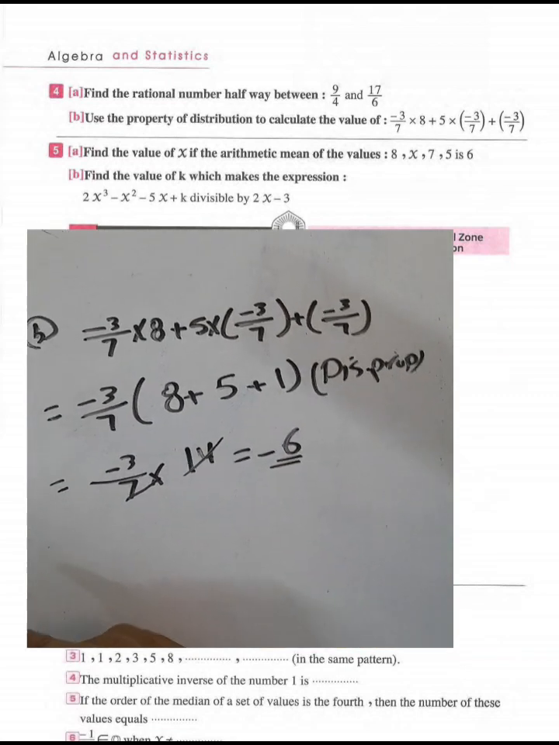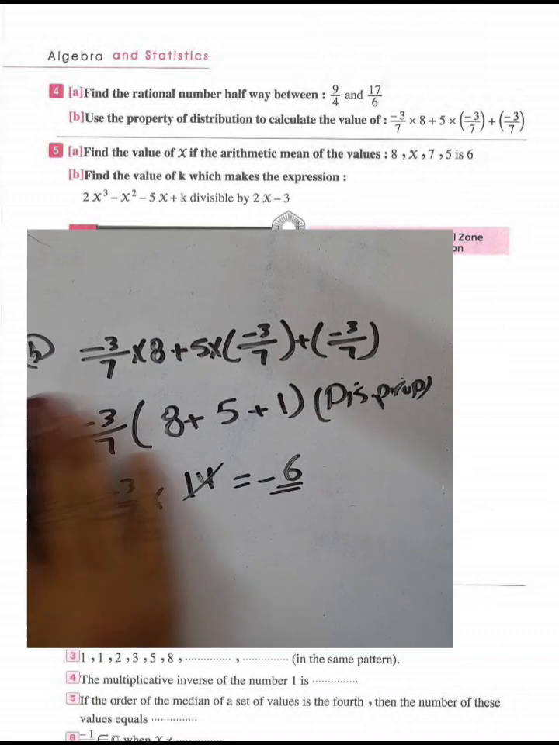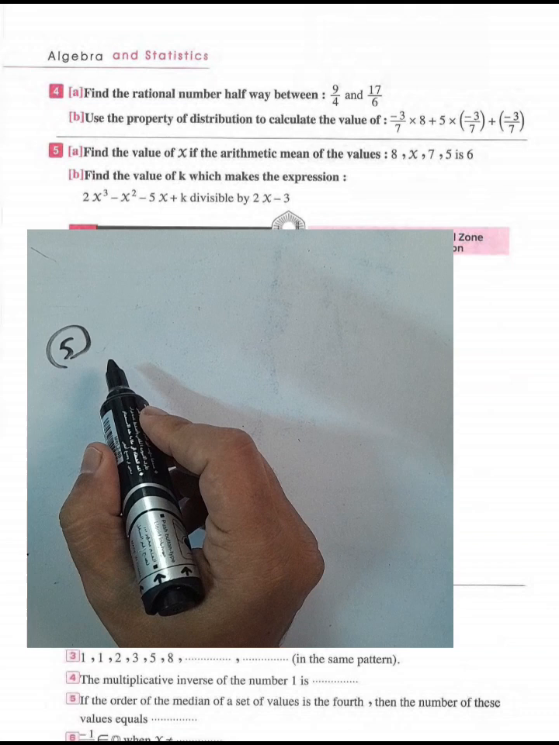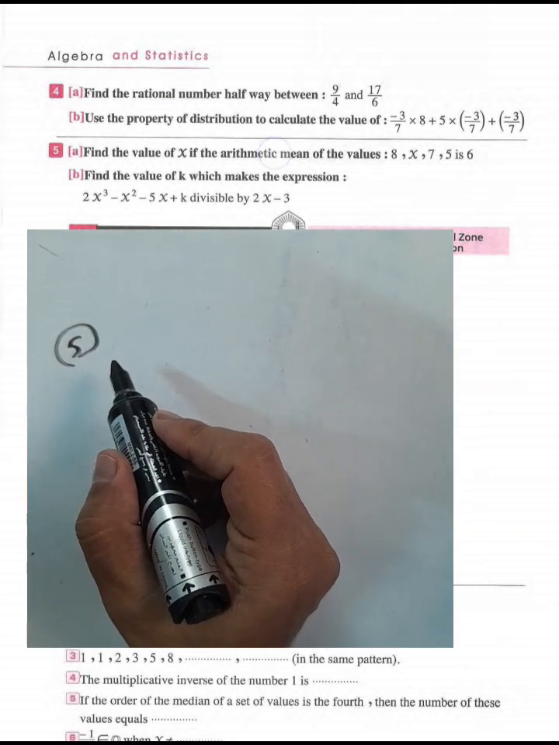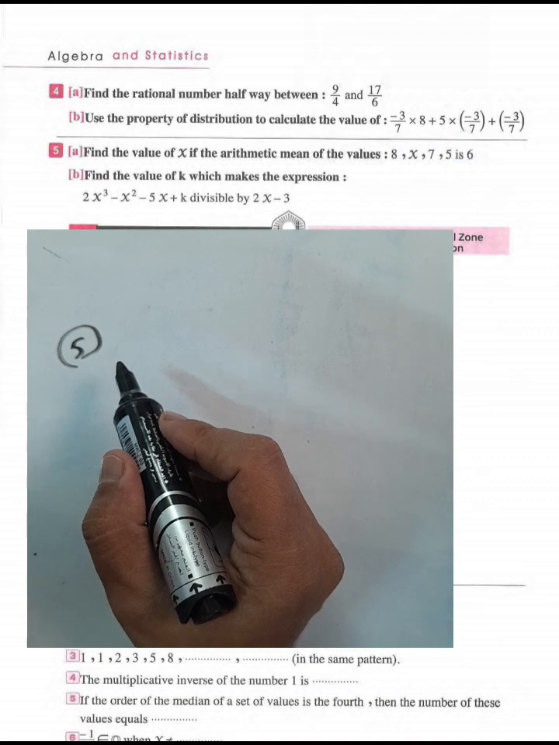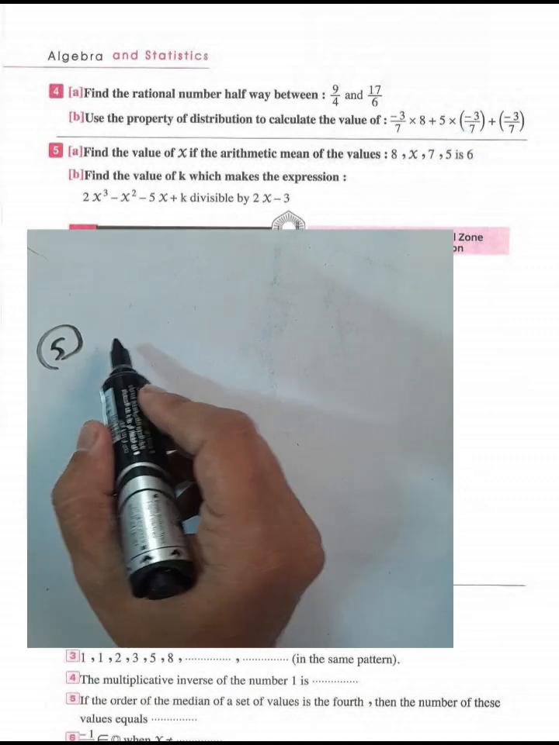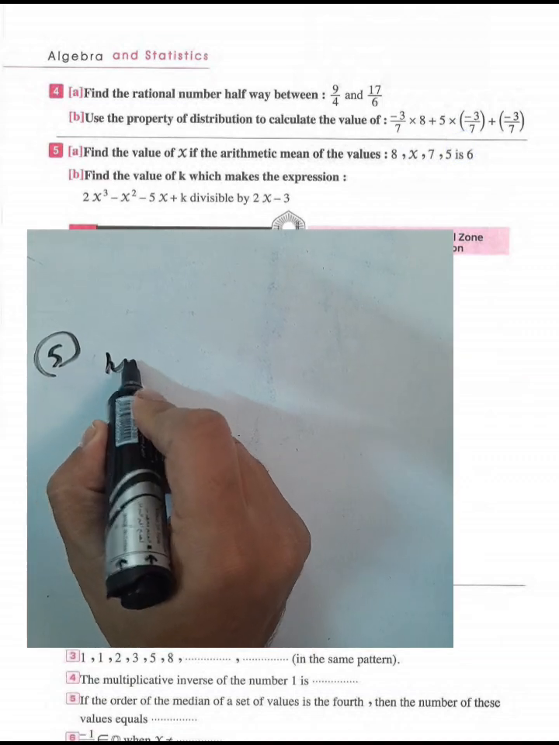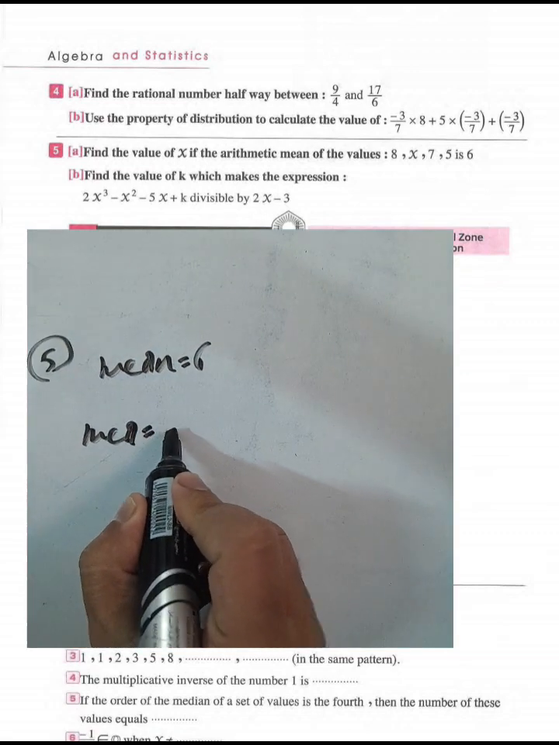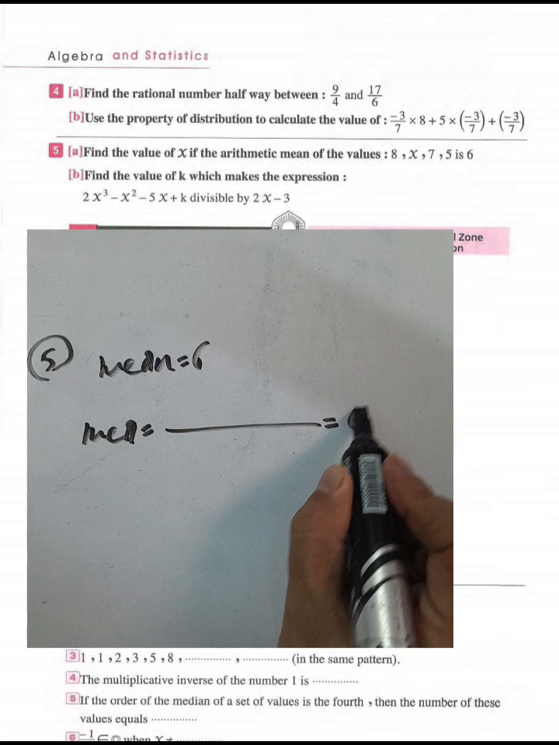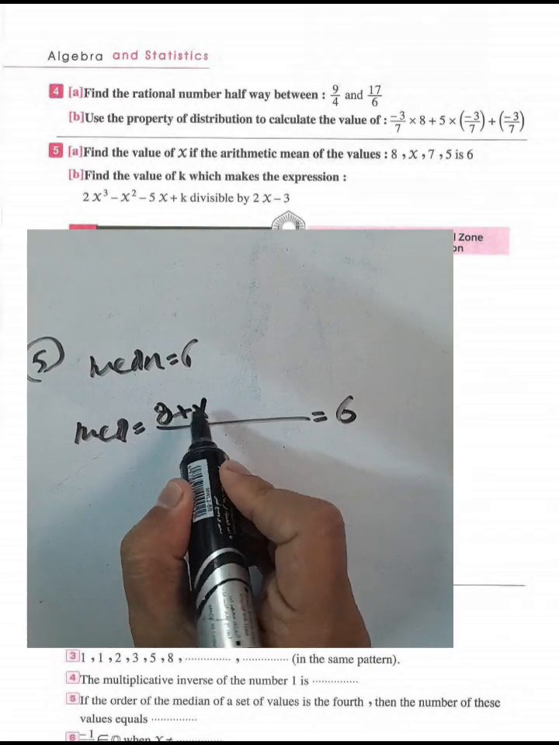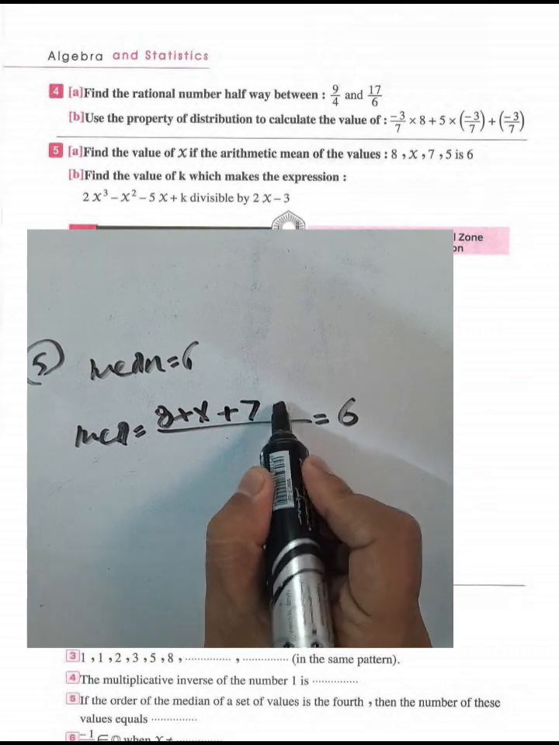Next question, number 5. Find the value of x if the arithmetic mean of the values 8, x, 7, 5 is 6. He gives us the mean equals 6. We know the mean equals the sum of all values divided by the number of the values, and the result will be 6. We have 8 and x and 7 and 5.